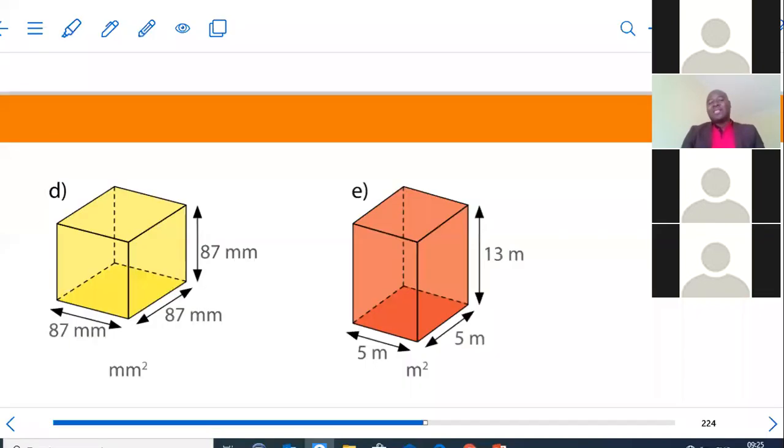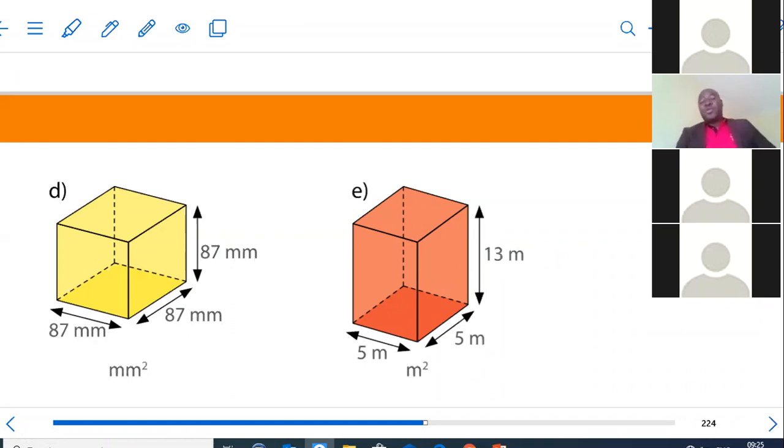And to find the surface area of this rectangular prism, again, as I've said, the opposite sides are equal. Therefore, the area of this face here, you multiply it by 2. The area of one side, you multiply that by 2. The area of the other side, you multiply that by 2. And this will give you the sum, the total surface area of this particular cuboid.